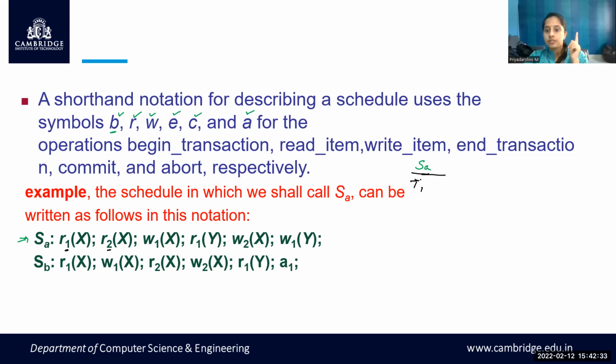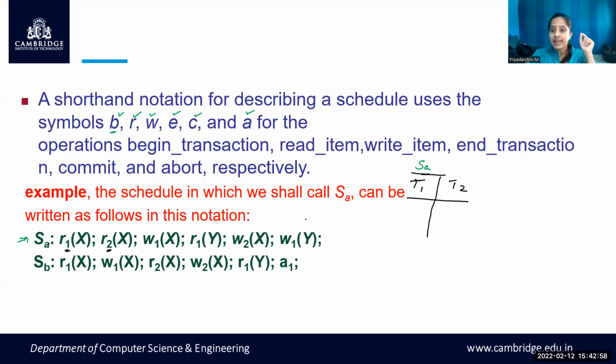So I have 3 transactions in SA, that is T1, T2. Sorry, I have only 2 transactions, right? Numbering gives me the number of transactions. Now it will tell which transaction, what operation. The number tells me which transaction, what operation.